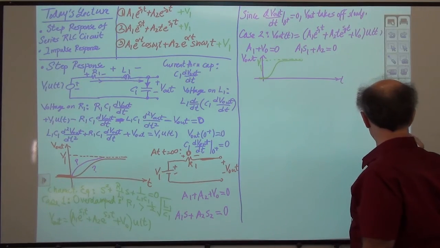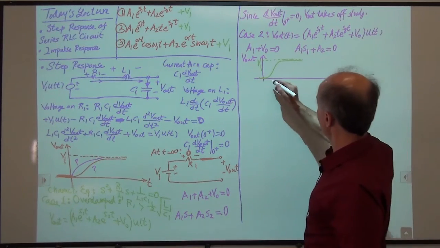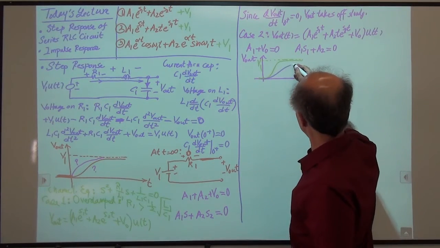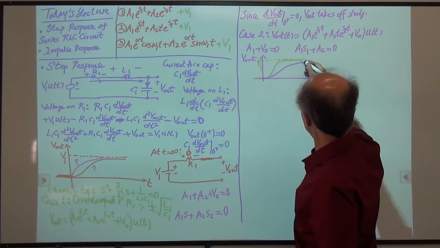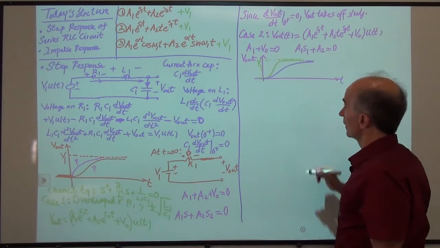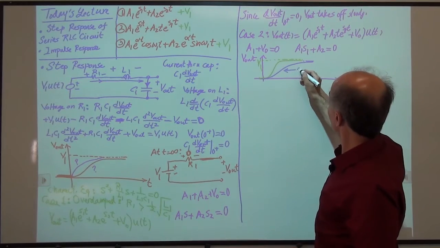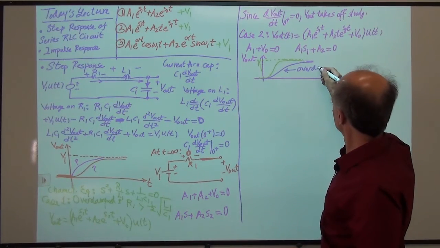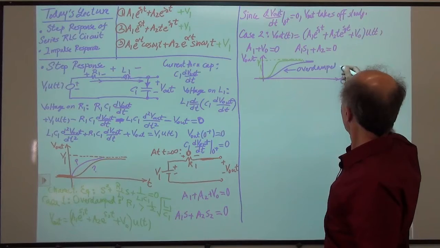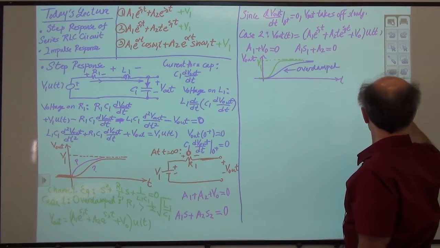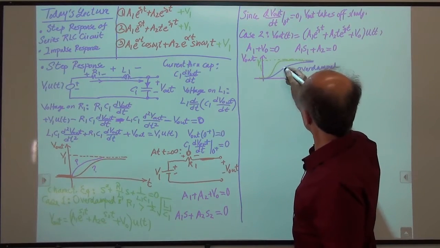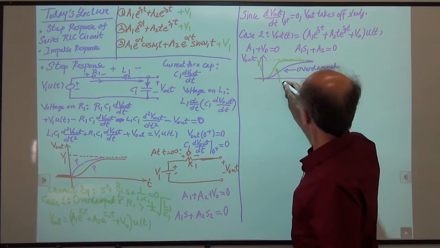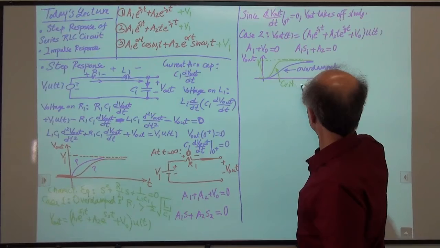And the case of overdamped response looks like this. So that's the only difference between the two. Okay, so this is overdamped, and the green one, I'll use green here, the green one is critically damped.